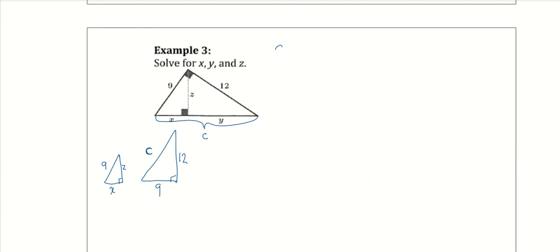Okay, let's find C. So C squared, we're going to use Pythagorean theorem, is equal to A squared plus B squared. So C squared is equal to 9 squared plus 12 squared. And if you did that in your calculator, you're going to get 225. We don't want C squared, we just want C. So in order to get that, we have to square root, and whatever you do to one side, you must do to the other. The square root of 225 is 15. So we know that this whole thing is 15.